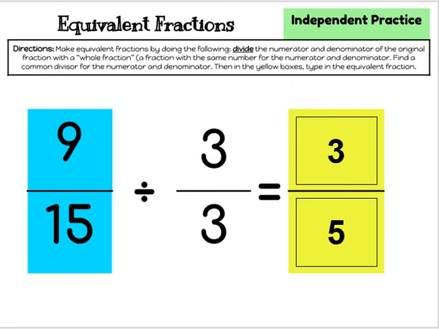Now you can do the same thing by dividing. 9/15 divided by 3/3. 9 divided by 3 is 3. 15 divided by 3 is 5. So 9/15 is equal to 3/5.